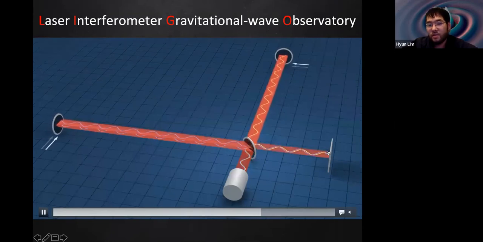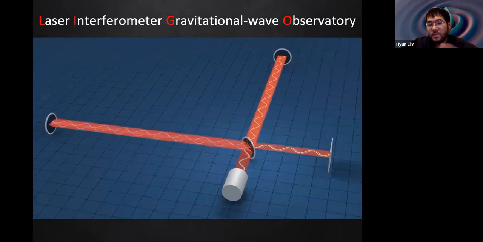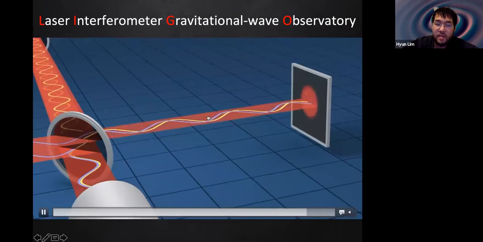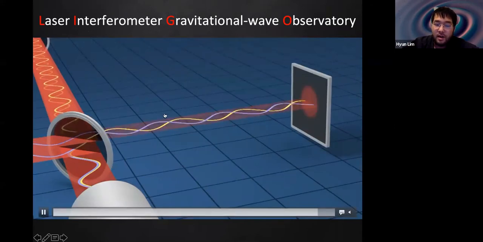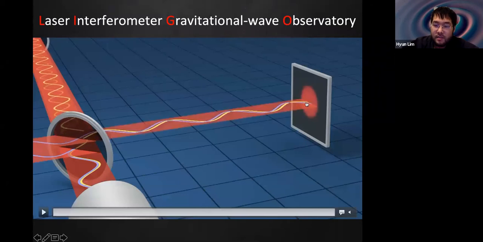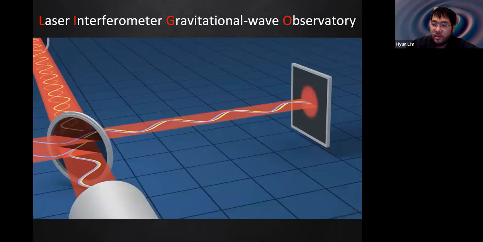But again, gravitational waves are ripples of space-time itself. They squeeze and stretch space-time. That means the ends of these arms are stretching and squeezing, which changes this phase difference. So that's how we measure a gravitational wave through this interferometer idea.